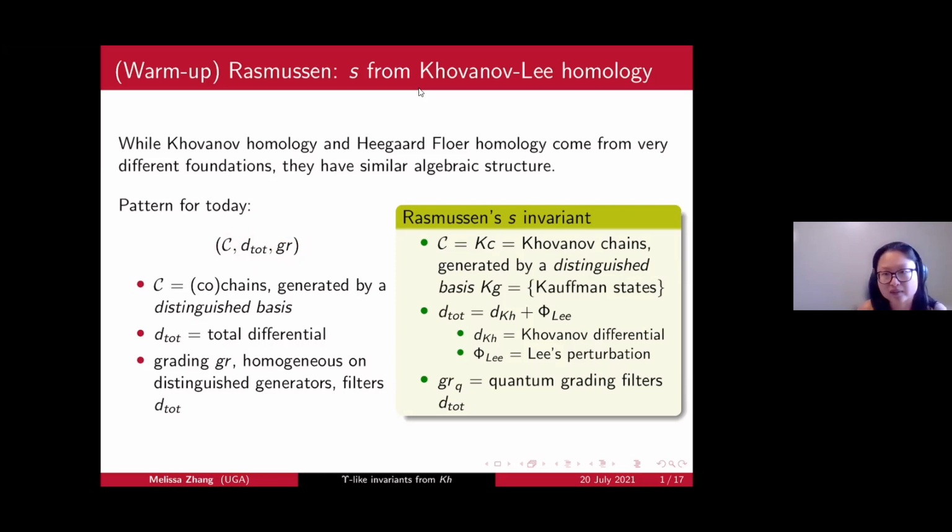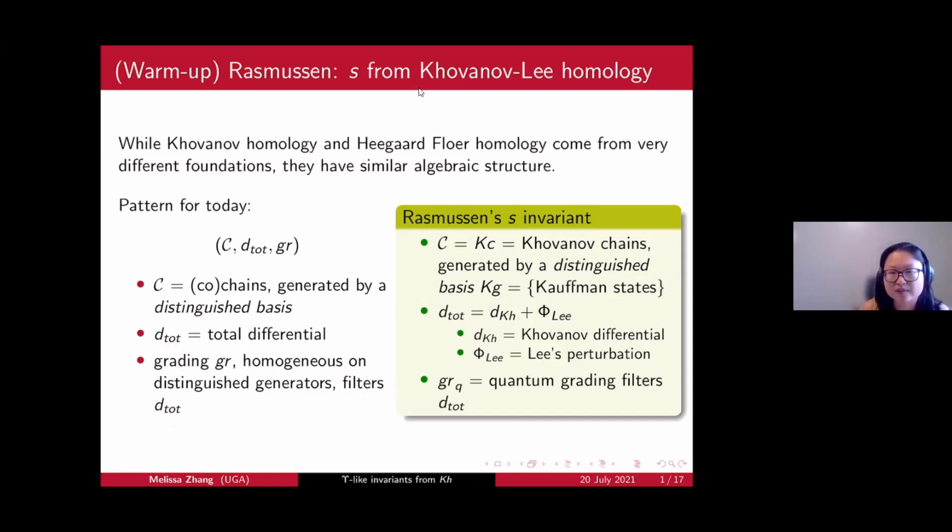filtration grading. So the pattern for today is that I have a chain complex, but it's going to be kind of special. It has a finite distinguished basis. And with respect to my filtration grading, these generators, the distinguished basis, are homogeneous. And then I have a differential consisting of multiple pieces. And perhaps it does something different with the grading, but it only goes in one direction. So the grading filters a total differential, which is why I'm putting this little subscript here.